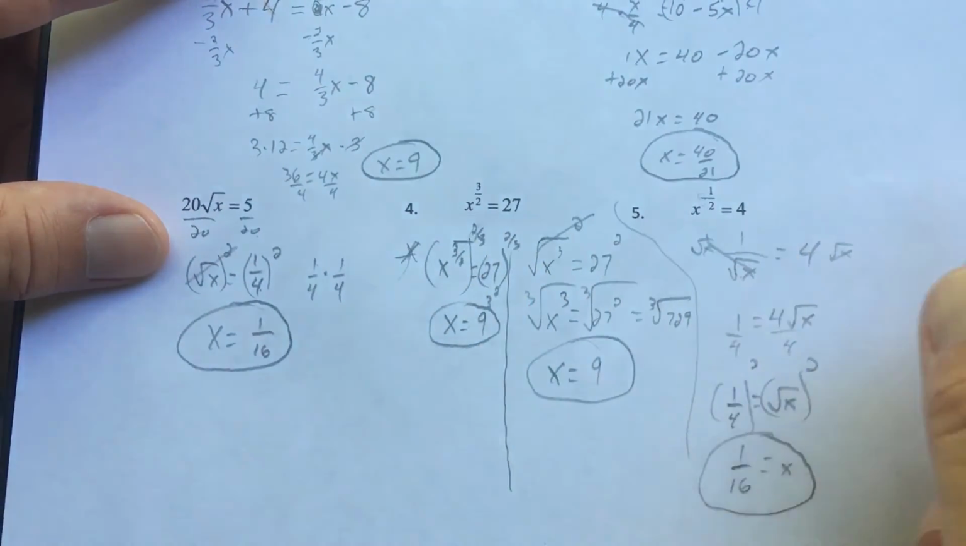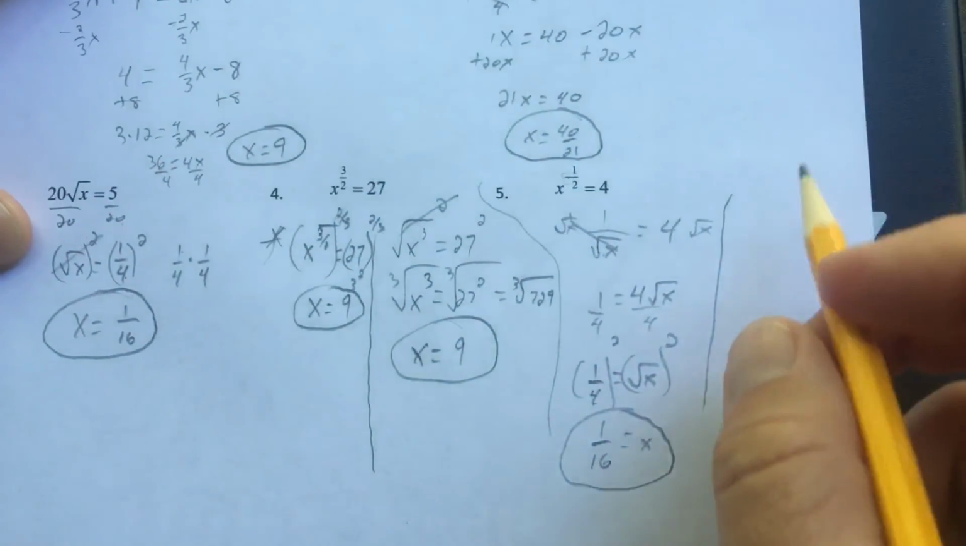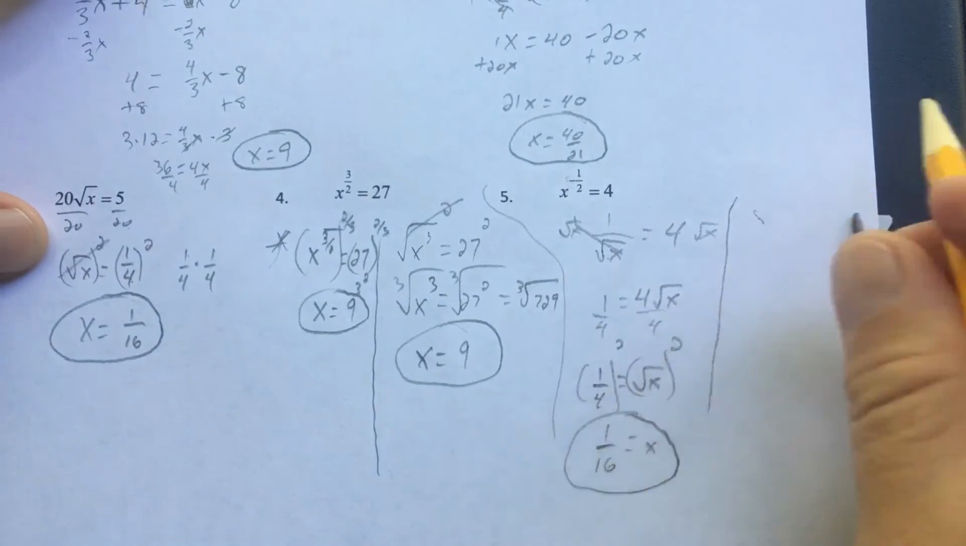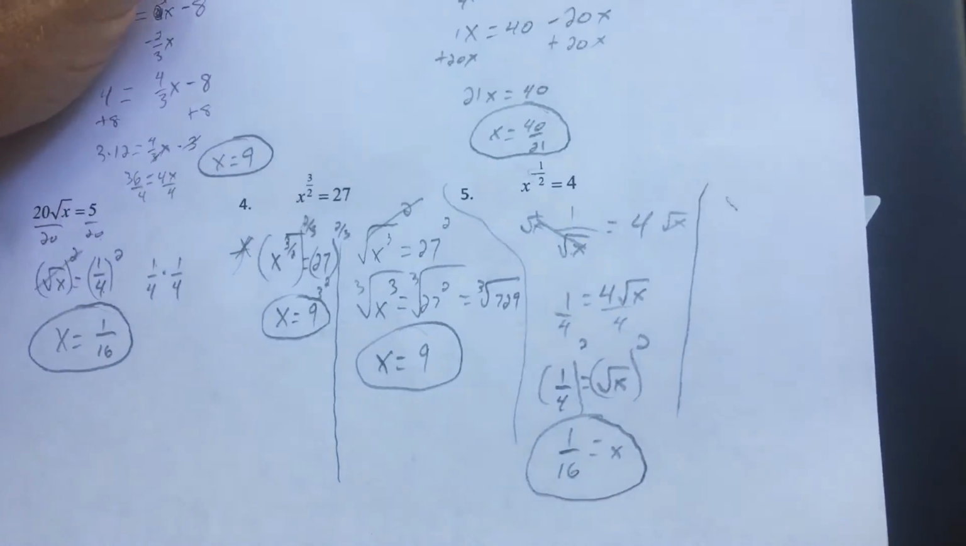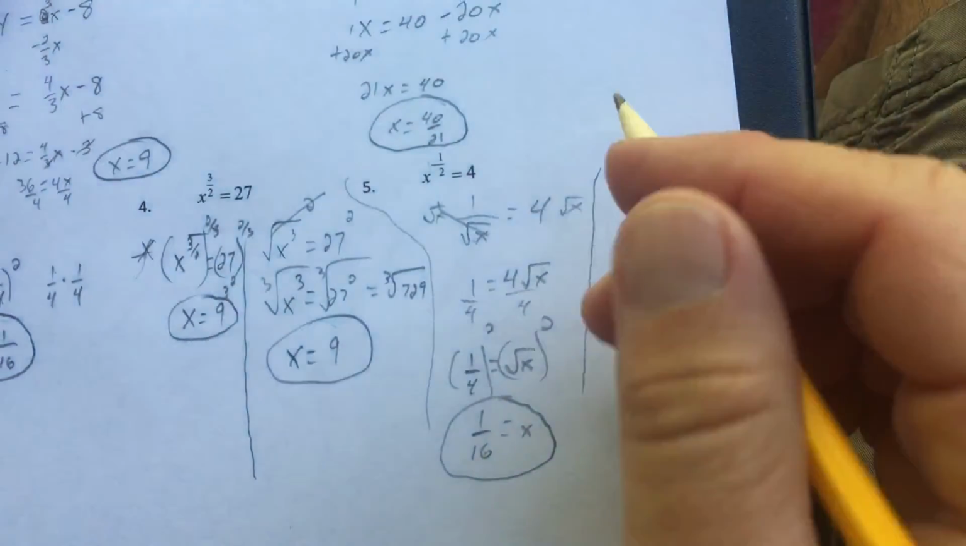Again, just like over here, though, you could have, if you wanted to, done a reciprocal power on that. Oh, you had a blowout on the pencil. All right. Luckily, I've got a backup here.